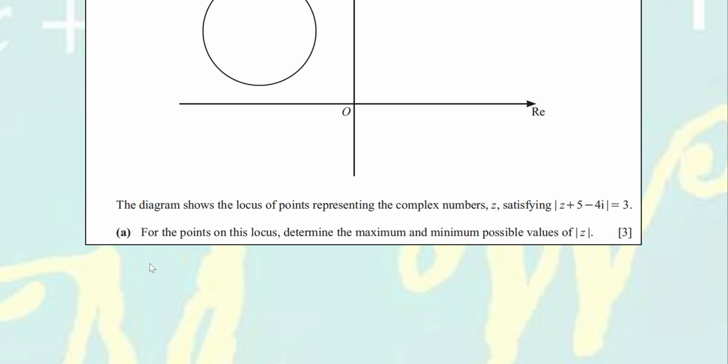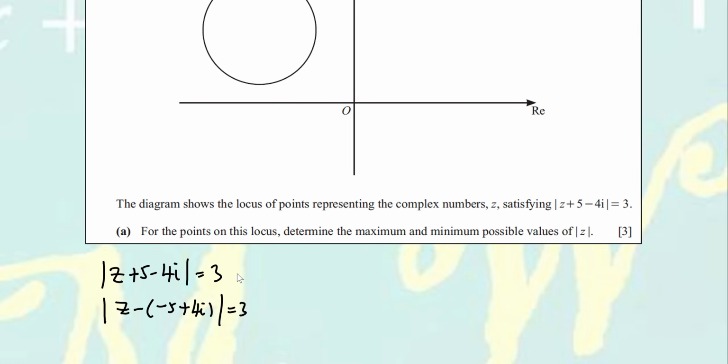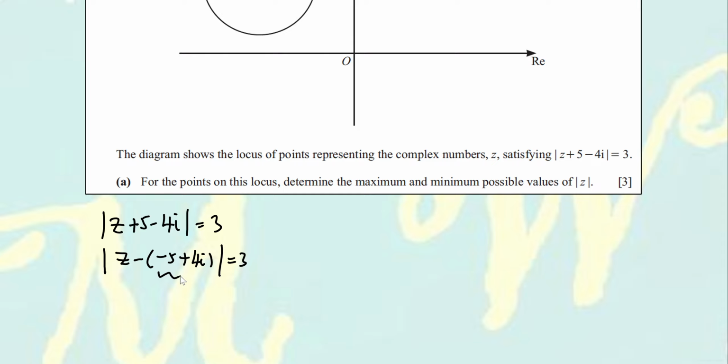Okay, so now first of all, the equation. This is a circle equation, so I have to change it to the general form, which is z minus negative 5 plus 4i. Once you get this general form, then you can identify the coordinates of the center and also the radius. So I know that the center has coordinates minus 5, 4, and the radius is 3.